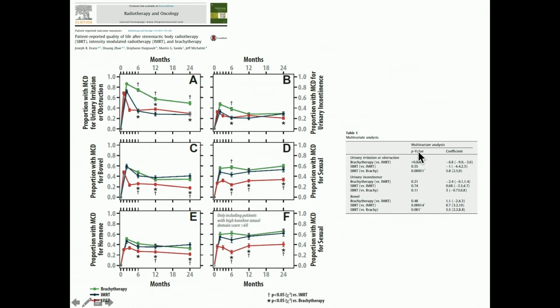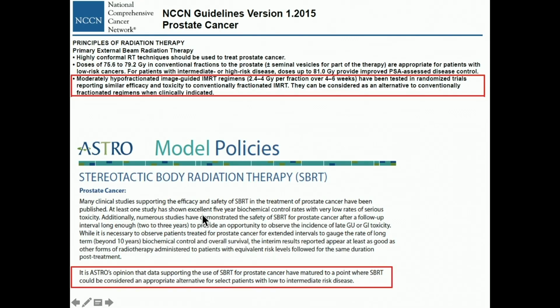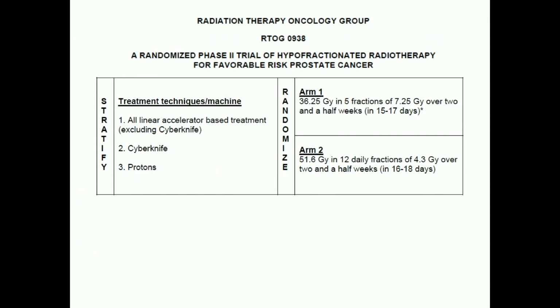I think even taking into account some of the multivariate analysis, these patients had lower use of ADT. On Markov models, again, nothing really compares with brachytherapy in terms of cost-effective medicine, but SBRT clearly is more cost-effective than IMRT or, certainly, proton therapy. Both ASTRO and NCCN consider hypofractionation to be a standard of care now for men who have prostate malignancy, and SBRT is considered a cautious alternative in centers that perform a large number of these techniques.